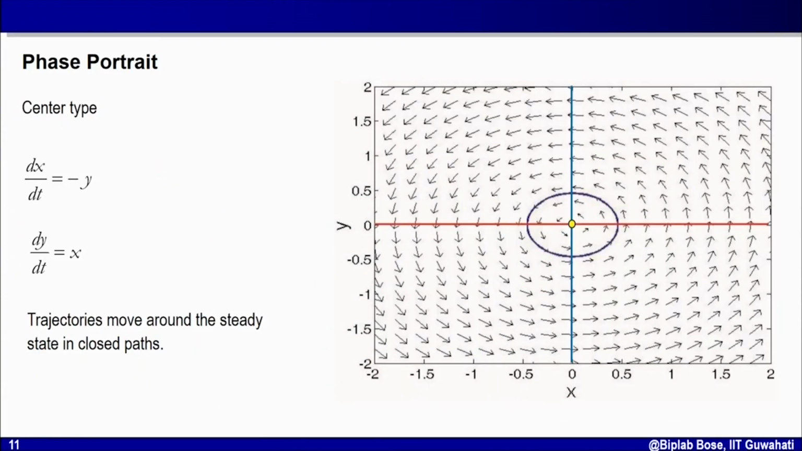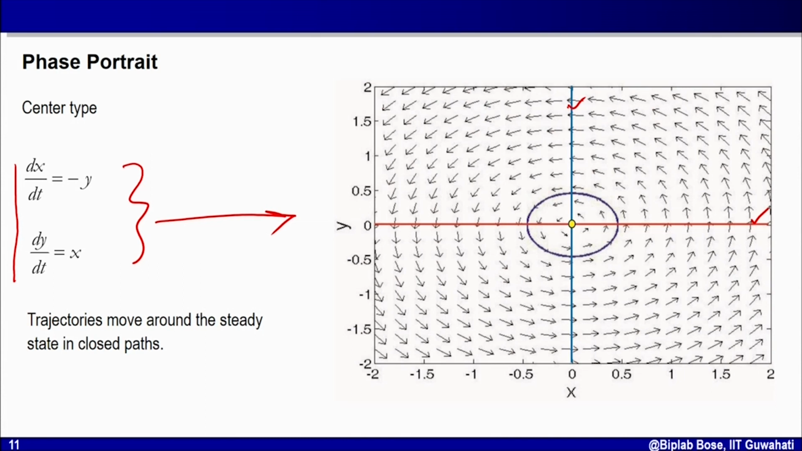Let us look into the center type, or the closed path type, that we have faced earlier in the case of the predator-prey model. Here I have taken a simple system of ODEs, dx/dt equal to minus y and dy/dt equal to x. This system of ODEs gives rise to this phase portrait. Again, these colored lines are the null lines and the arrows represent dy/dx.